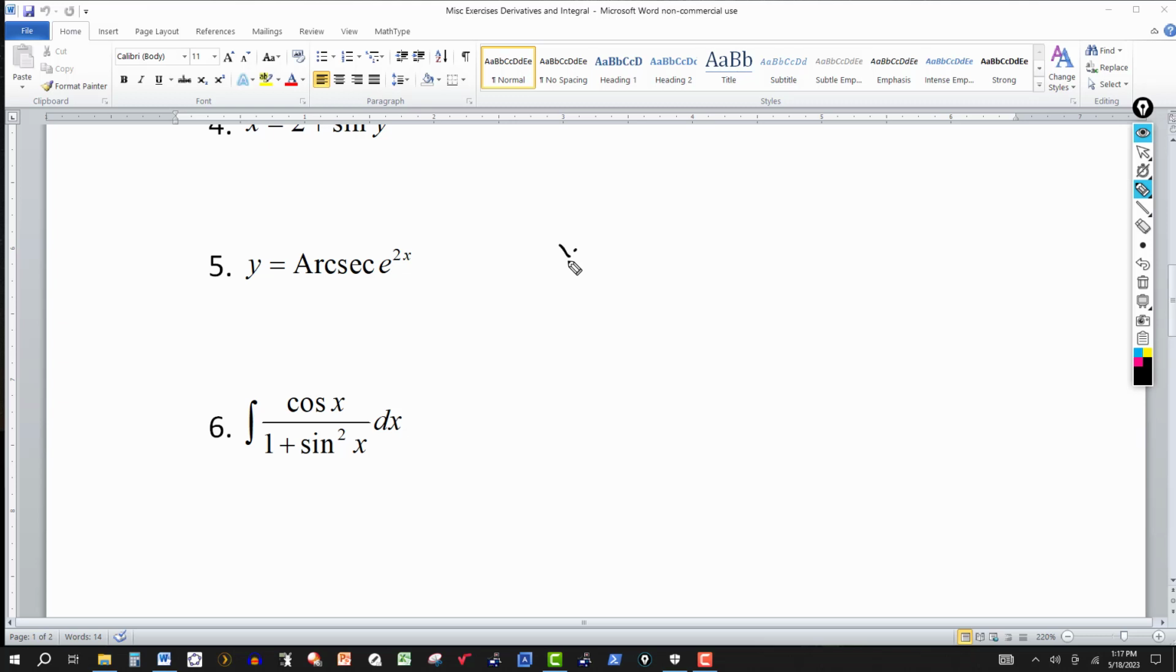And then for number 5, got the derivative of arc secant. And this is going to be 1 over, and then this is your u in the formula, and it's absolute value of u, but e to the 2x is always positive, so we don't need absolute values here. Get that. And then it's the square root of, that's u squared under here, so u squared, it's e to the 2x squared, so that's e to the 4x minus 1.